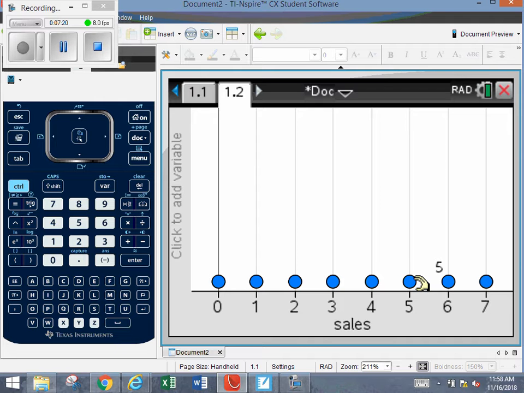Now, I want this axis to be the probability of each amount of sales happening each day, right? So I would like to know the probability that he gets 0 sales. That's what I want to graph. I want to look at it and say, hey, on day 2, the probability of him getting 2 sales is blah, right? This is how we're going to make that happen.